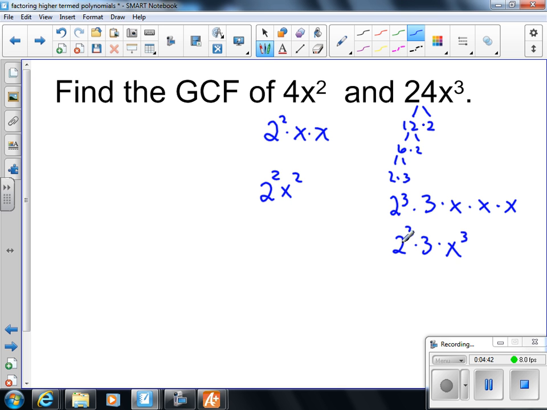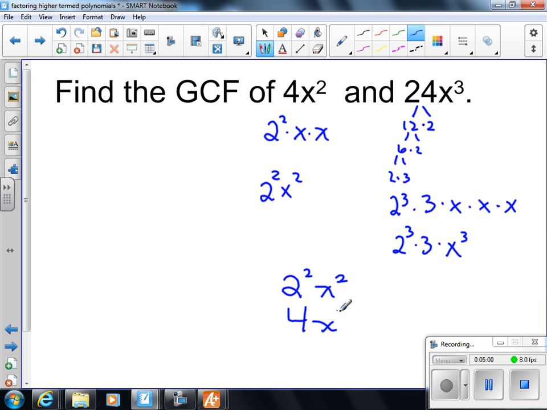Does this one have at least 2? Okay, so I could take 2 2's away from that. I could divide them both, so I'd have 2 to the second. And then how many x's do they both have? I could take out of both of them only 2 to the second power, so it'd be x to the second power.